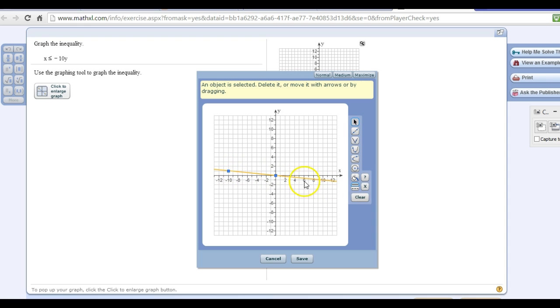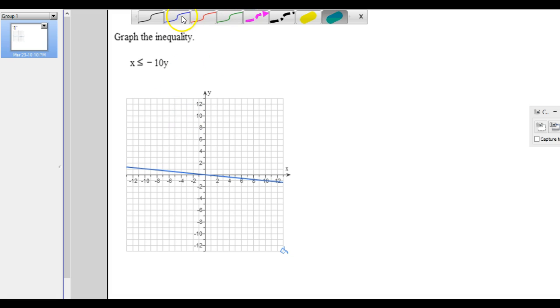There would be my point. It is underlined, so I keep it solid. And then I'm going to shade either above or below, depending on whether it makes it true or not. So once again, I would pick a test point. All right, this time I'll pick a different point. Last time I picked 1, 1, and it doesn't matter. You can pick any point, just as long as it's not on the line. So this time I'm going to pick 0, 1. That's a point that's not on the line.